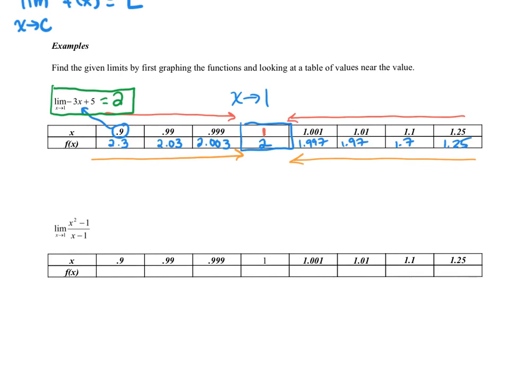Now there'll be other ways to check this in the future, but this is a pretty nice way. The biggest thing to remember about limits is it doesn't matter what happens at the point of the limit. It's what happens as you approach it.